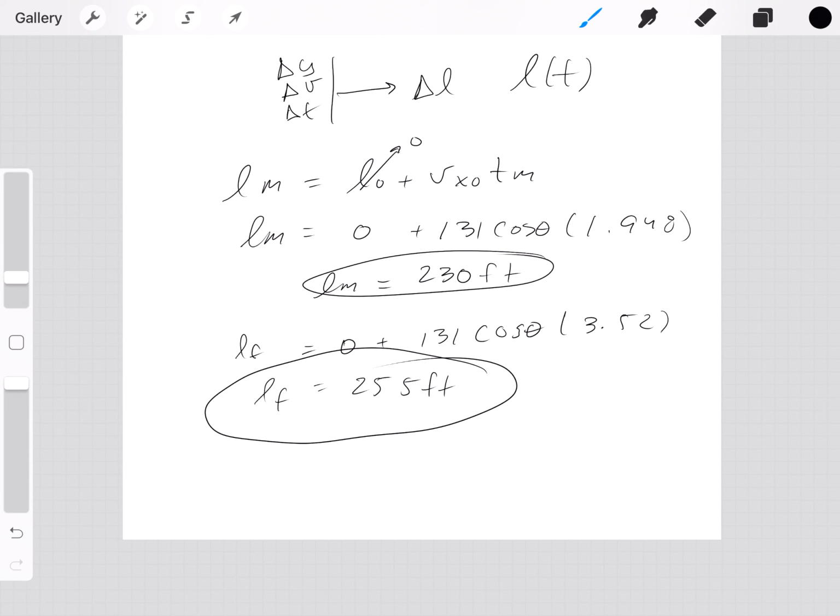It makes sense that the middle time is smaller than the final time. If that's backwards, you know you've done something wrong. So in this case, we were able to find the x values starting from the y values of position.